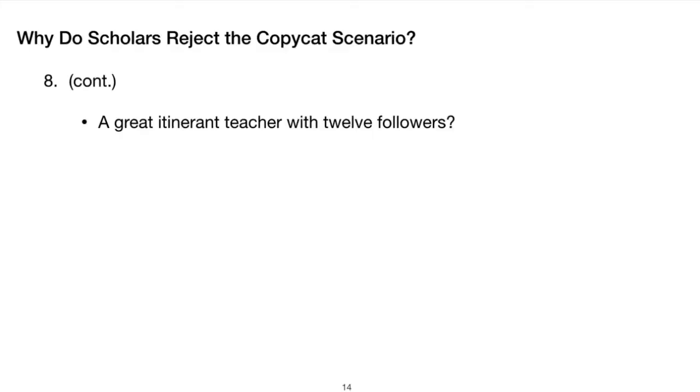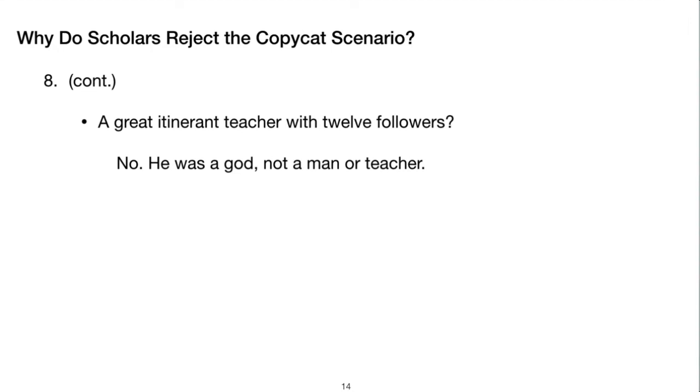Further, the claim is that Mithras was this great itinerant preacher, that he walked about on earth and talked, and he had 12 followers and that sort of thing. And again, this just simply isn't true. He was a god. He wasn't a man. There's no record of him being a teacher. There's nothing in the stories of Mithras that represent him as this kind of itinerant teacher.